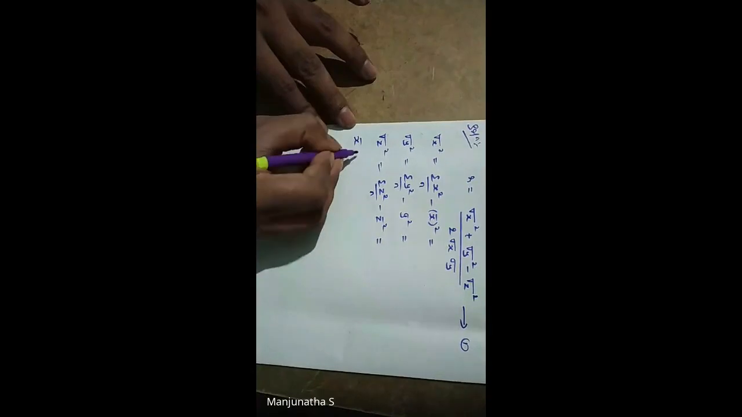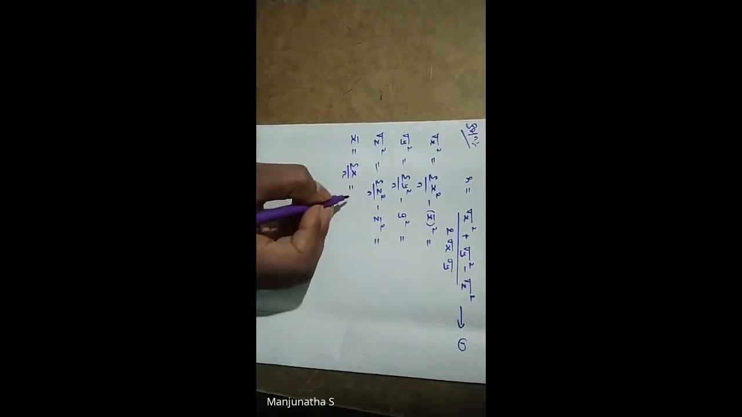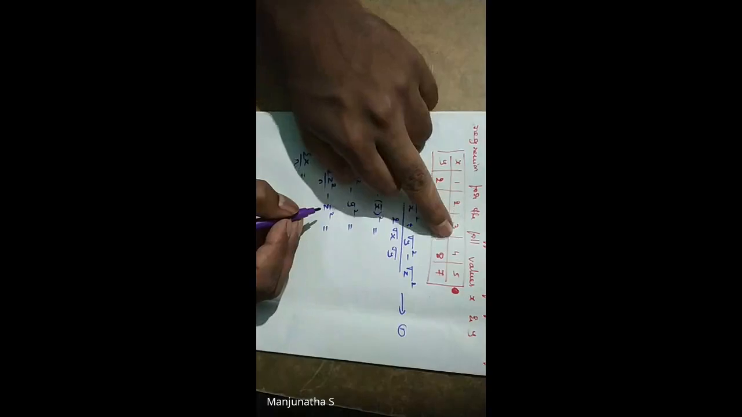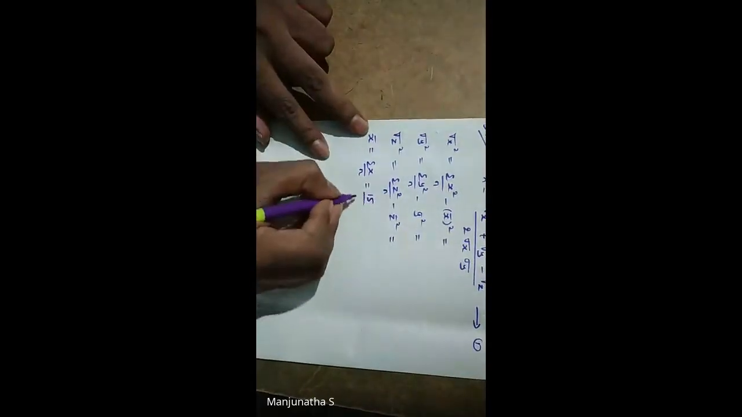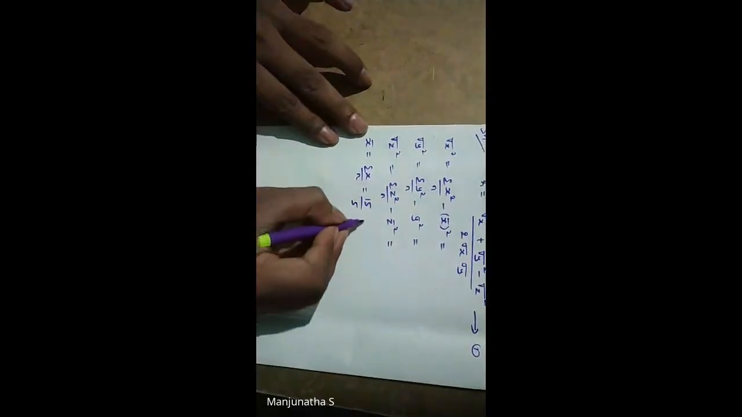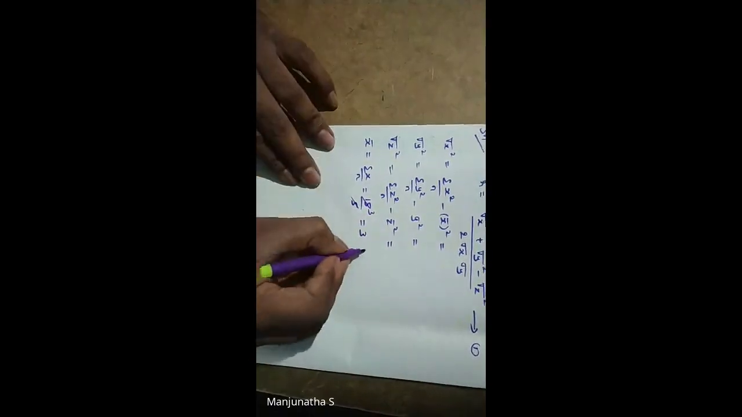See, x bar is nothing but summation of x divided by n. Correct? Summation of x divided by n. So for summation of x we need to add 1 plus 2, 3, 3 plus 3, 6, 6 plus 4, 10, 10 plus 5, 15. So it is 15 divided by n. The number of entries is 5. So 5 ones are 5, 5 threes are 15, so we got the x bar value.